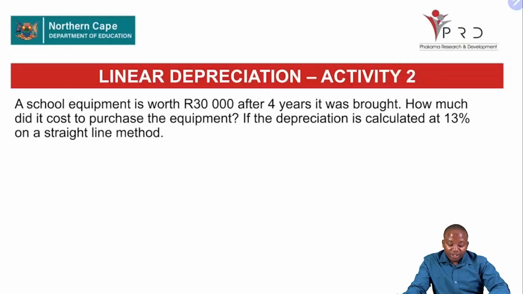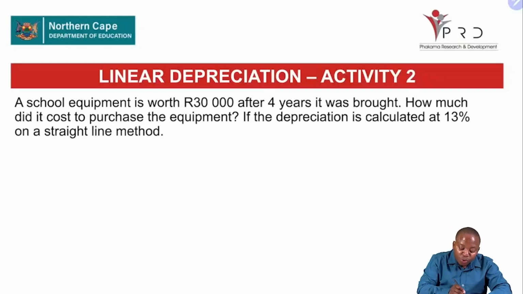Right, welcome, grade 12s. Let us see what was given as our problem. They said a school equipment is worth 30,000 after 4 years it was bought. How much did it cost to purchase the equipment if the depreciation is calculated at 13% on a straight line method? So now, in this case, collect the data. Let us see what the statement gives us. It says a school equipment is worth 30,000 after 4 years.